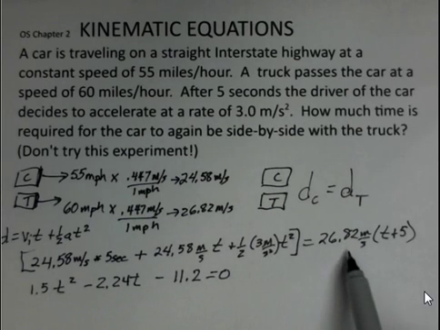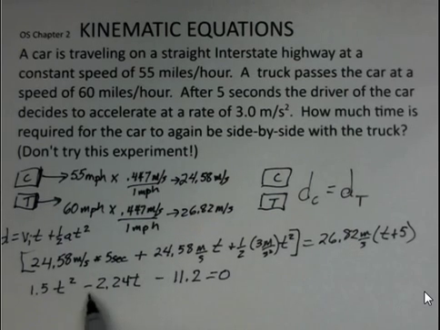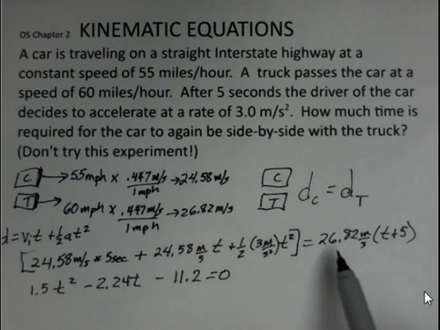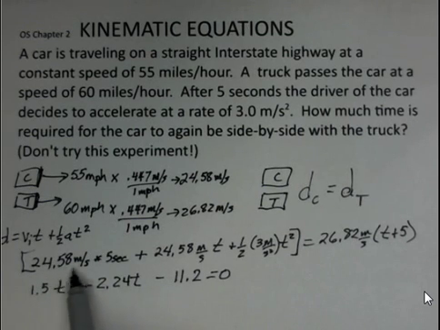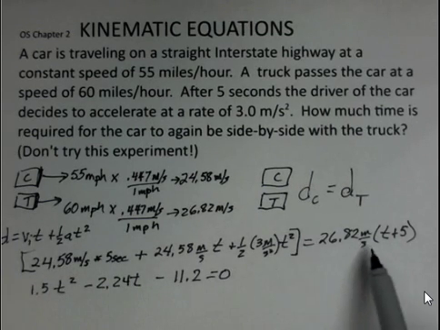I subtract this from both sides. That leaves a negative 2.24 times t. And 5 times this number, I subtract that on both sides. And compared to this number, the one over here is a little bit larger.